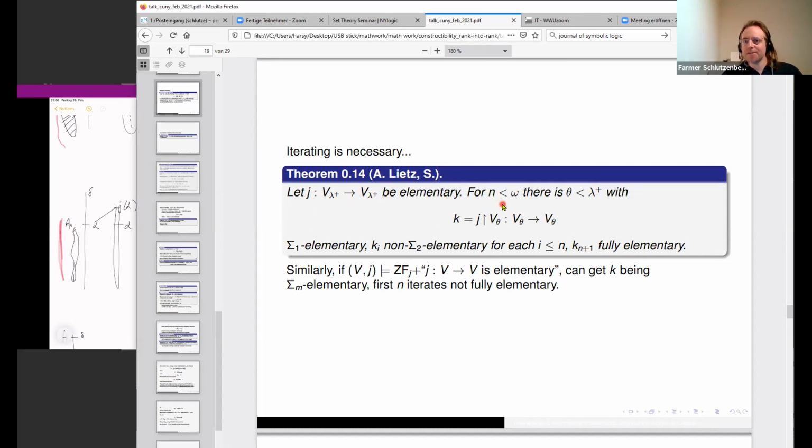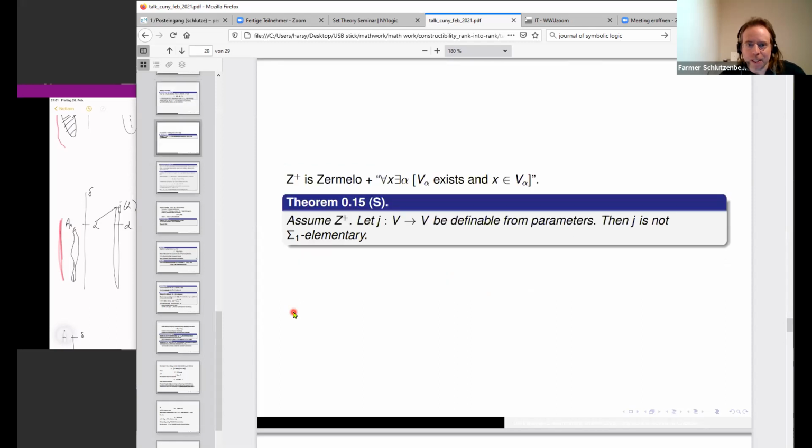Okay, if you've got that, then for every integer n, you can get a restriction of this J down to some lower ordinal, such that it is sigma 1 elementary, but the first n iterates are not sigma 2 elementary, and then the n plus first is elementary. And then similarly, that's with sigma 1, but you can do a similar thing with sigma m elementary for the first n iterates, at least if you have a Reinhardt cardinal. As I say, I haven't really tried to see whether these assumptions are optimal to get that. Okay.